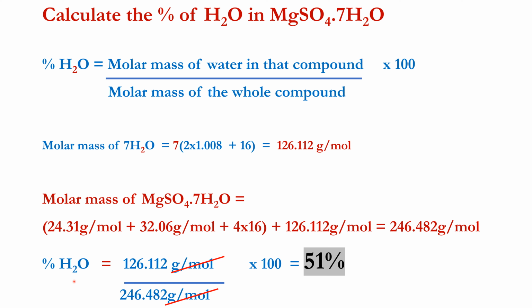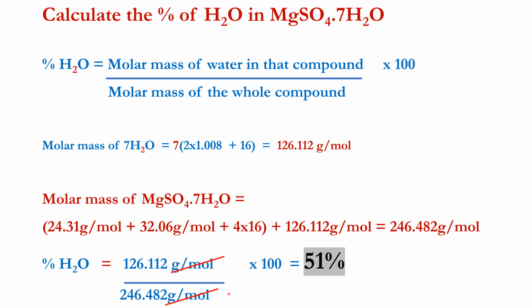So now we can put in these values in the formula. So percentage water will be equal to 126.112 gram per mole, which is the molar mass for 7 molecules of water, divided by the molar mass of the whole compound, including the 7 water molecules, multiplied by 100. So this gram per mole, we cancel this gram per mole. And if you do the division and multiply by 100, the answer will be approximately 51%.